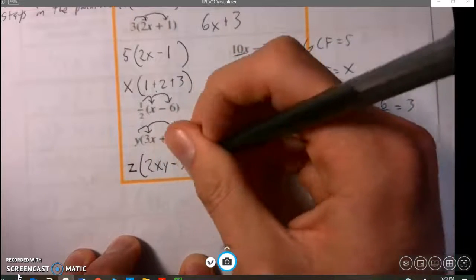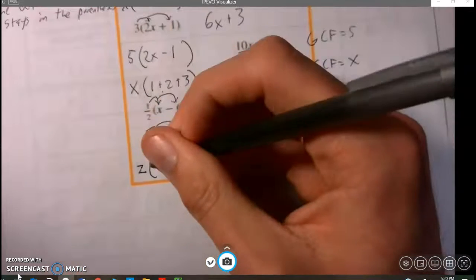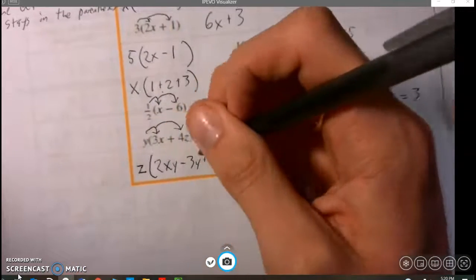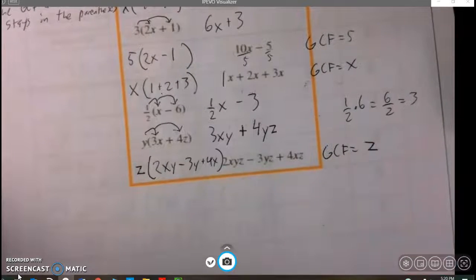Here, this would be 3y, and this would be 4x. And then once again, if z multiplied back throughout to all of these, did the distributive property, I would get back to this equation. All right.